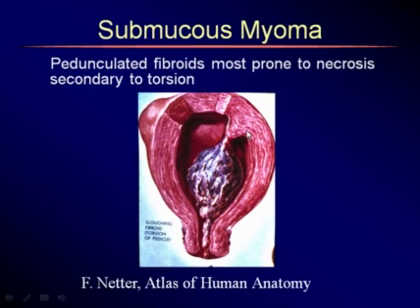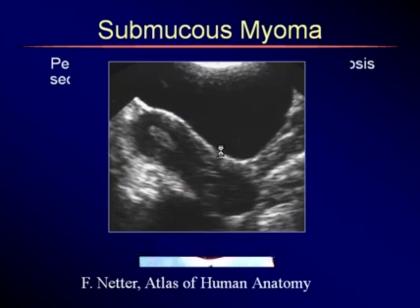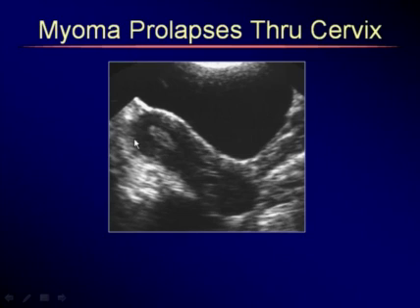Now, when the submucous myoma is on a stalk, that sets up a predisposition to a torsion of this myoma, and that can lead to a painful episode, necrosis, bleeding, etc., and the rest of the story you can imagine from this wonderful drawing of Dr. Netter. They can also prolapse.